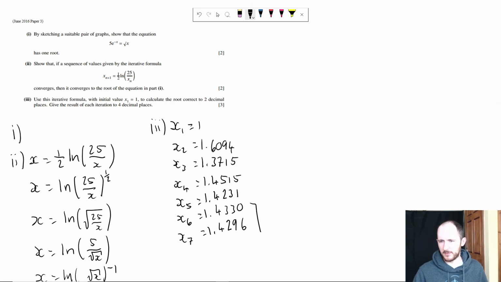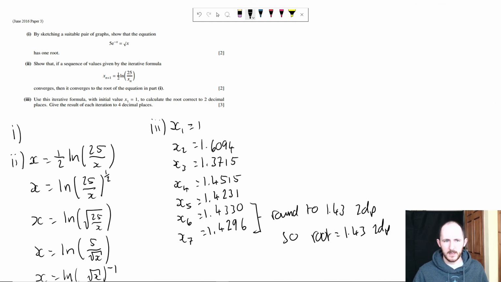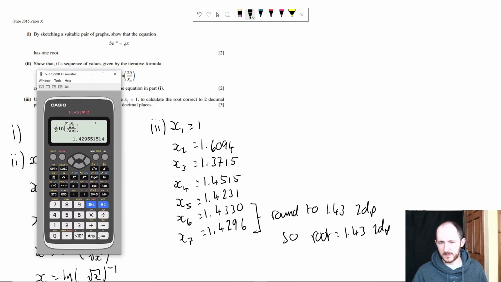So if you notice, both of these round to 1.43 to 2 dp. So does it say calculate the root? So the root equals 1.43 to 2 dp. And if we were to keep pressing equals, you should notice that still 4.3, 4.3, 4.3, and so on, right? Because it only gets more precise. And then eventually your calculator will just stop because it doesn't go any more precise than that.